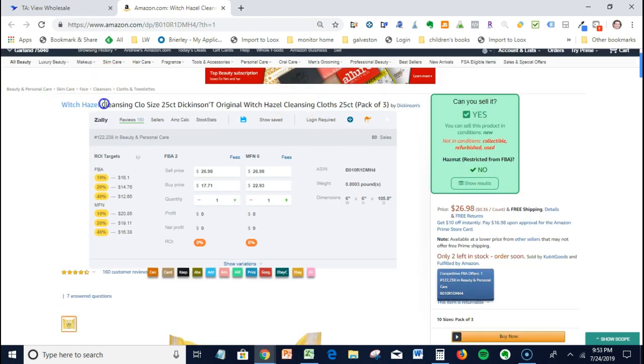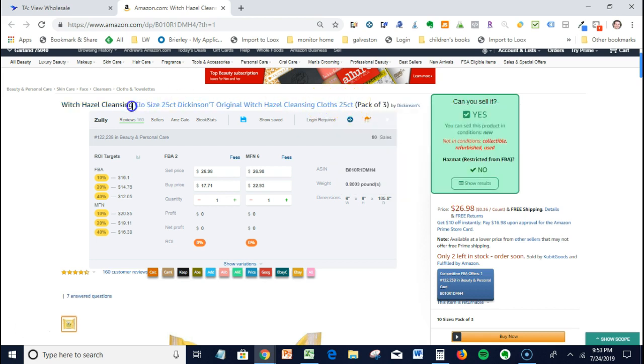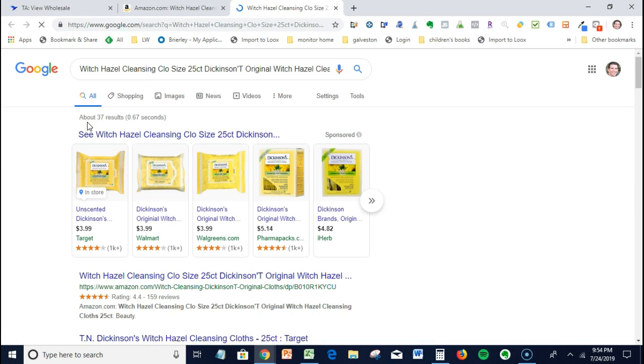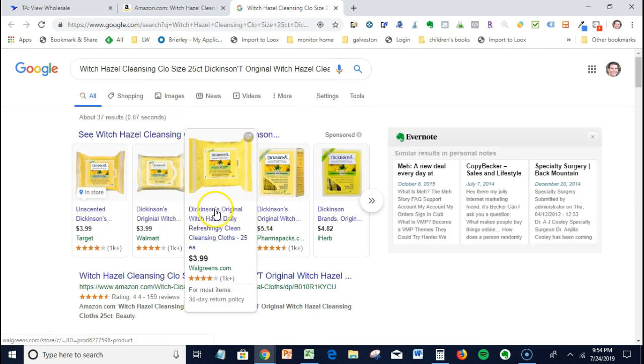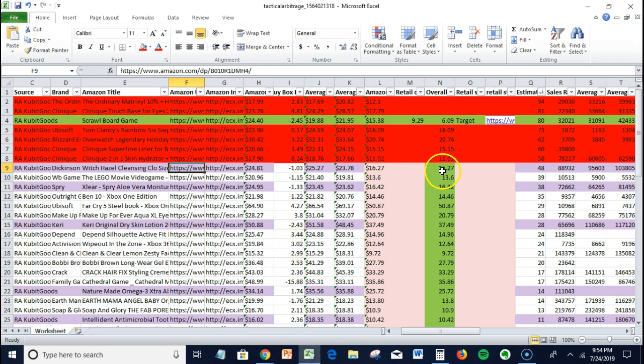Witch Hazel cleansing. Don't do pack of 3, just kind of do this. I know there's definitely a lot of abbreviations here, so I might need to fix that a little bit. But let's just do a search for the way it is right now and see if we find anything. Okay, good. This is coming up, and you've got about $4 to get this here. So let's see what the profit was on that. For a 3-pack, the profit is $16.27.